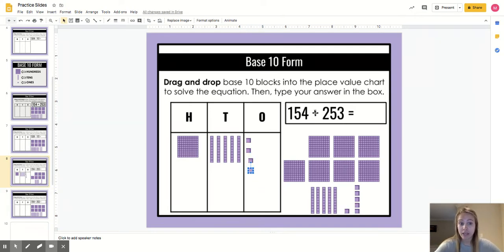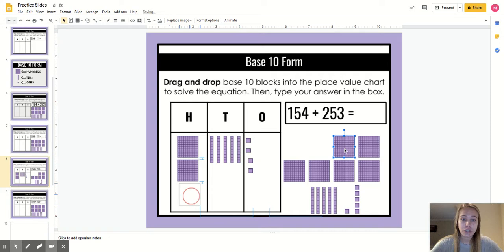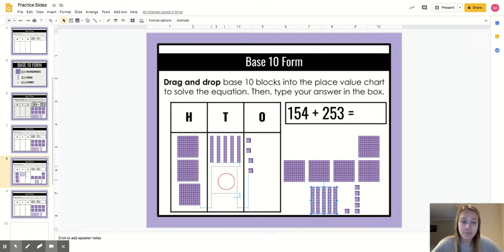Now when I look at this problem, I know that I'm adding because I have an adding sign right here. Remember, when we're adding, we're putting things together and we're making more, a bigger number. So that means I also have to build this second number. This second number has 200, so I'm going to drag 2 more hundreds over here. 1, 2. This number also has 5 in the tens place, so I'm going to drag 5 of my tens over here. I'm going to grab them all so it's faster.